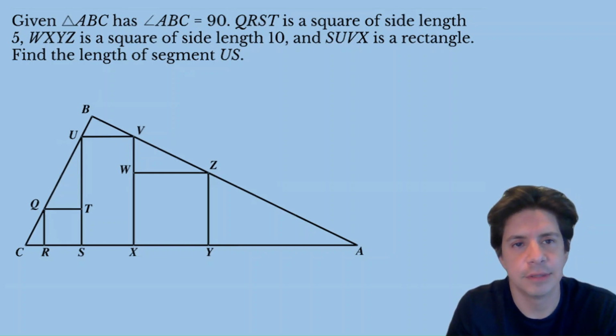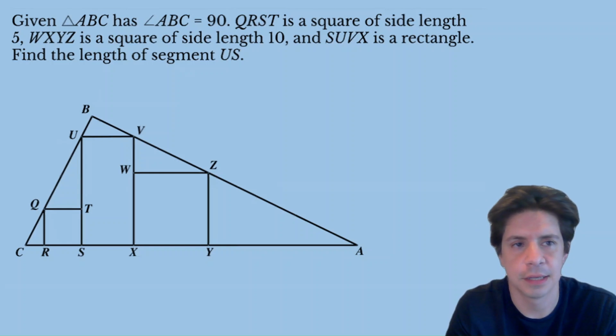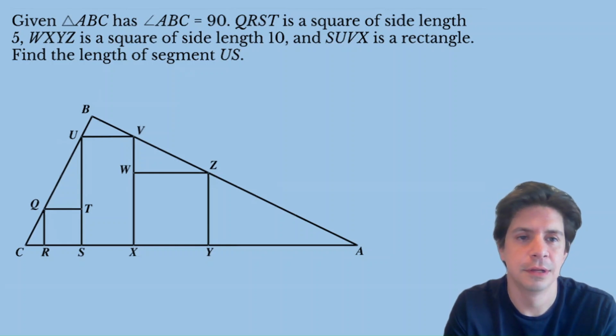Given triangle ABC has angle ABC at 90 degrees, QRST is a square of side length 5, WXYZ is a square of side length 10, and SUVX is a rectangle. Find the length of segment US.